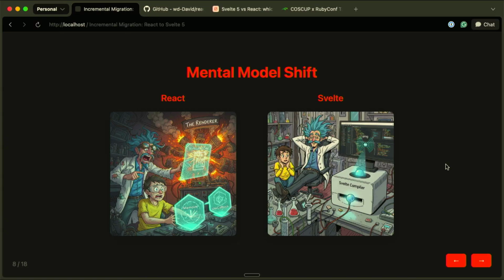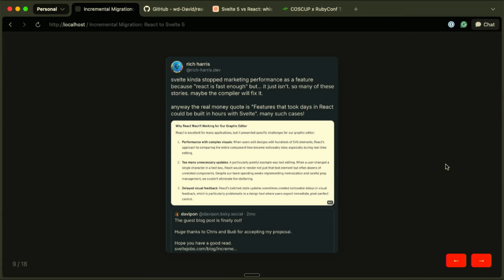So I think that the mental model shift is so hard to explain in plain Chinese or English because it's something you need to work on and you feel it and you see it and then you just click. So I think that Rich Harris, the author of Svelte, also agrees, because a while ago I was working on a blog post about this talk, and he retweeted and said Svelte kind of stopped marketing performance because people think React is fast enough, but it's not true.